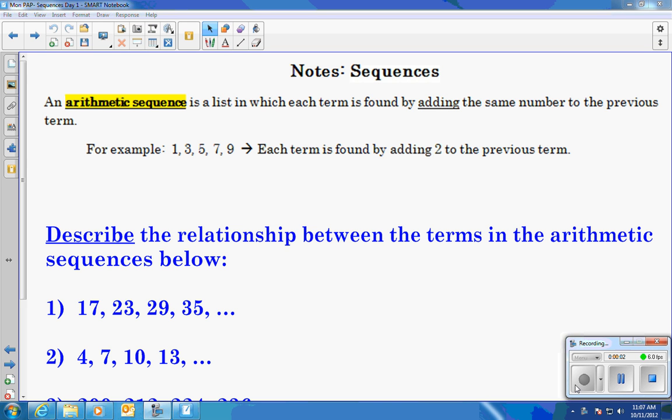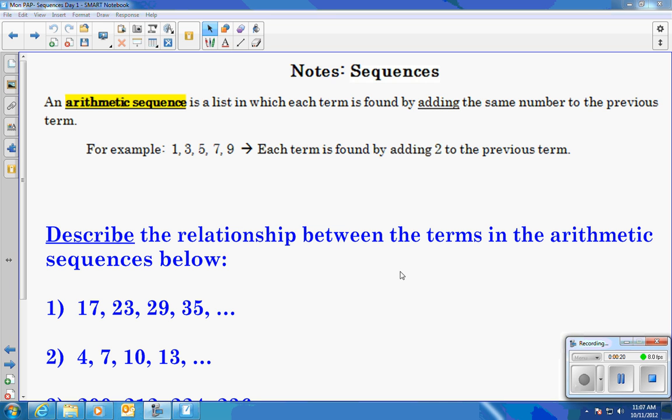This lesson is over sequences. An arithmetic sequence is a list in which each term is found by adding the same number to the previous term. So for example, 1, 3, 5, 7, and 9, each term is found by adding 2 to the previous term.